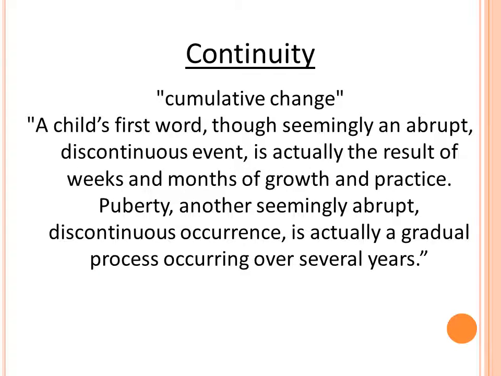Continuity is a cumulative change. A child's first word, though seemingly an abrupt, discontinuous event, is actually the result of weeks and months of growth and practice. Puberty, another seemingly abrupt, discontinuous occurrence, is actually a gradual process occurring over several years.